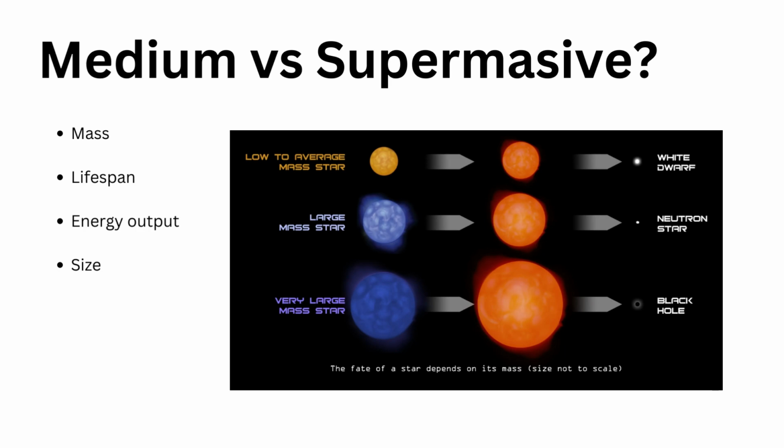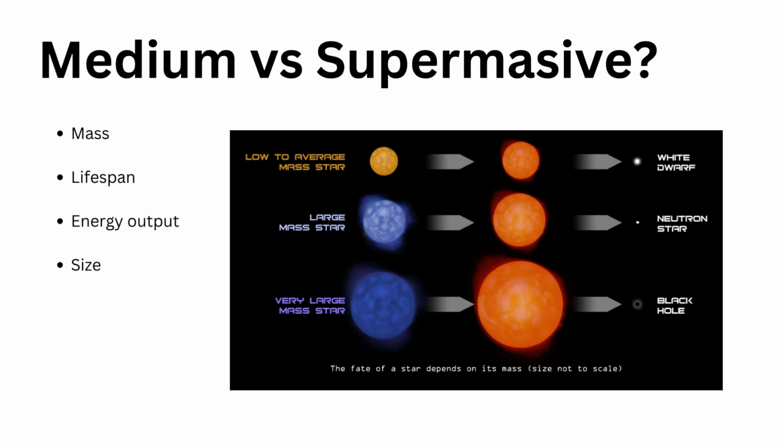Second, lifespan. Due to their larger mass, supermassive stars burn through their fuel much more quickly and have shorter lifespans than medium-sized stars. While medium-sized stars can remain on the main sequence for billions of years, supermassive stars may only last a few million years before running out of fuel and exploding as a supernova.